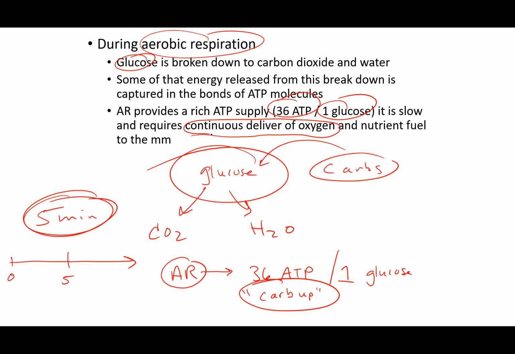All right. So in our example here, let's just pretend that we have a fit person and they're trained for a marathon. So once they get going, their body is going to go through the different energy phases. And once they get into aerobic respiration, which usually begins at about minute 5, and then they can just keep going, the continual delivery of oxygen helps produce the ATP, and you get 36 of it per glucose.